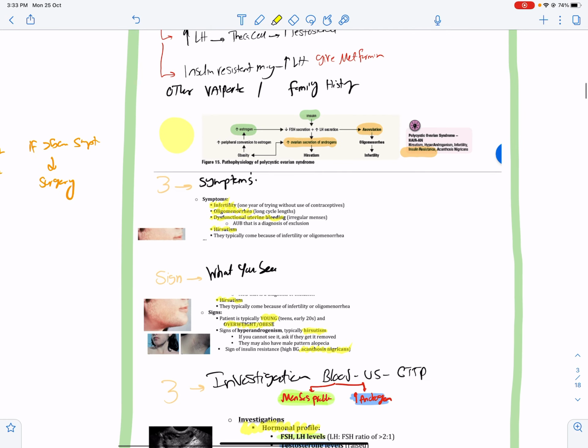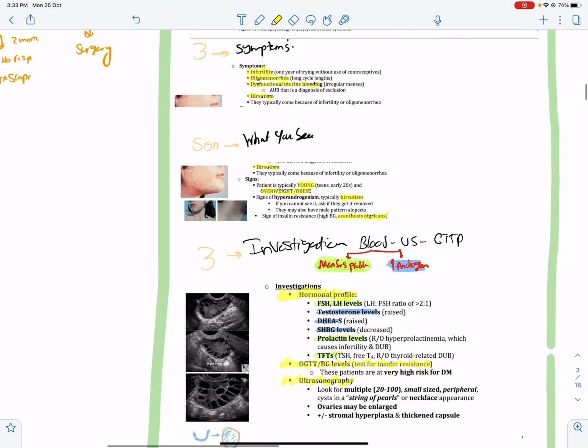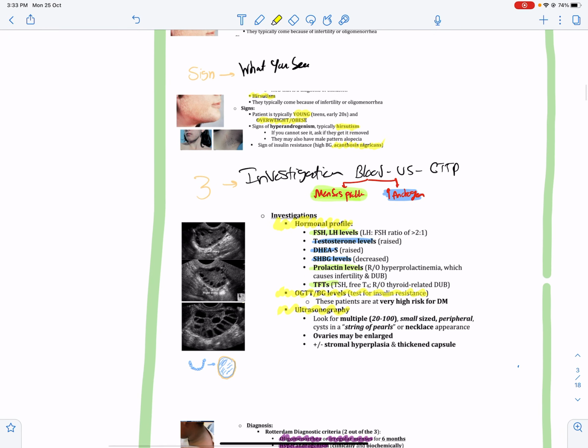So these are the symptoms, I've mentioned them already. And then you have the signs. You will see a young girl of reproductive age, and she's having hirsutism, obesity, and acanthosis nigricans because of insulin resistance. And investigation, of course, you will investigate for blood glucose, as I mentioned, because insulin is high. So you need to do GTT, or oral glucose tolerance test, which is diagnostic, not a screening test.